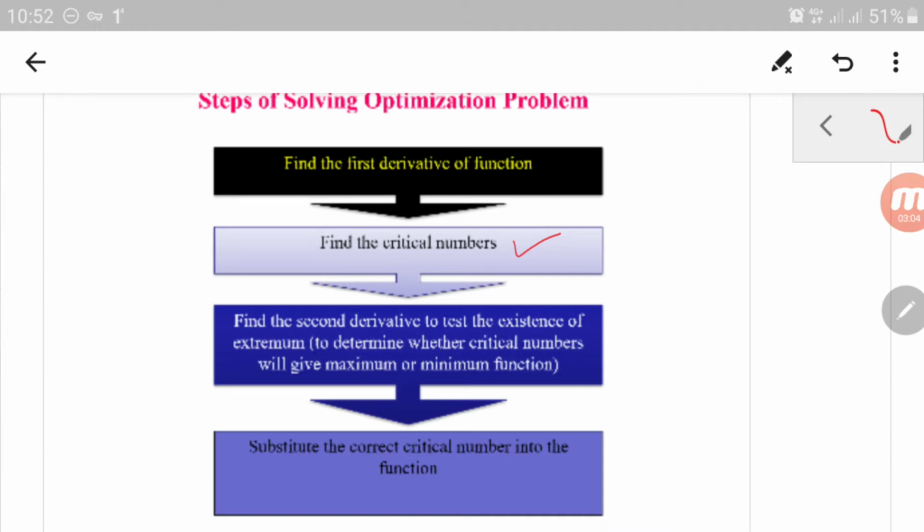And then we find the second derivative of the function. Why do we have to find the second derivative? Because we have to verify what kind of extremum we get from the critical number. And last but not least, we substitute the correct number into the function if we want to know the amount of the revenue or cost or profit that we have interest in.